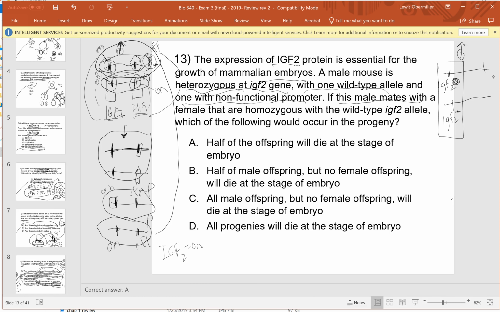If this male mates with a female that's homozygous for the wild type IGF2 allele, which of the following would occur in their progeny? Okay, so we said that no matter what, the copy that this male mouse gets from its father is going to be copied into its gametes.